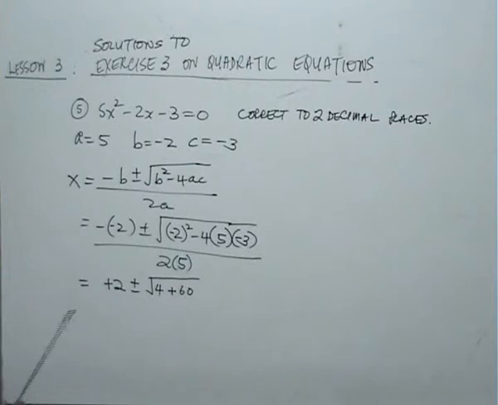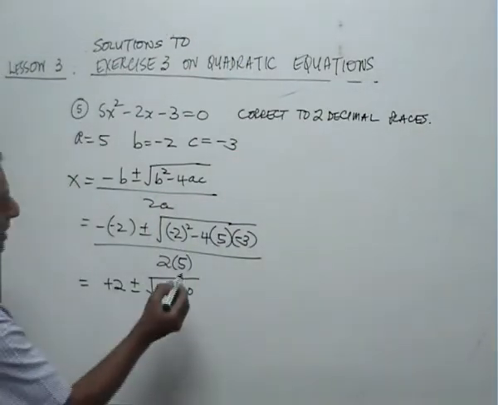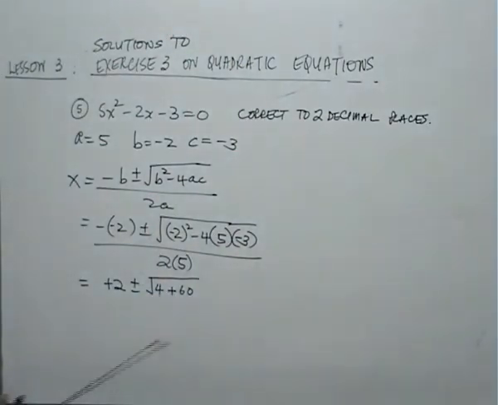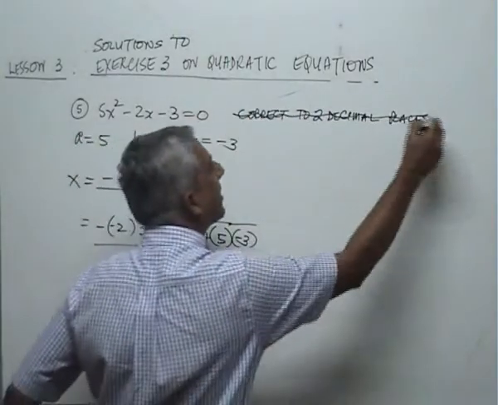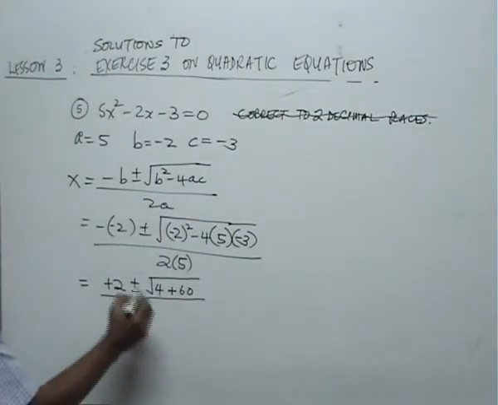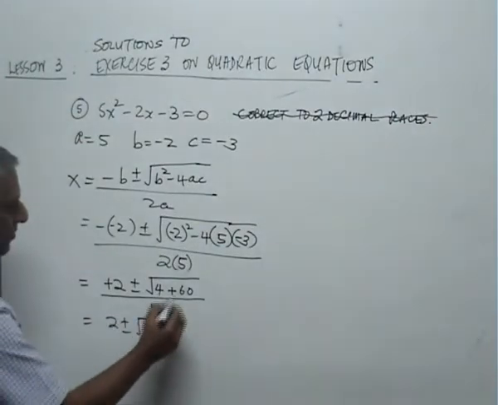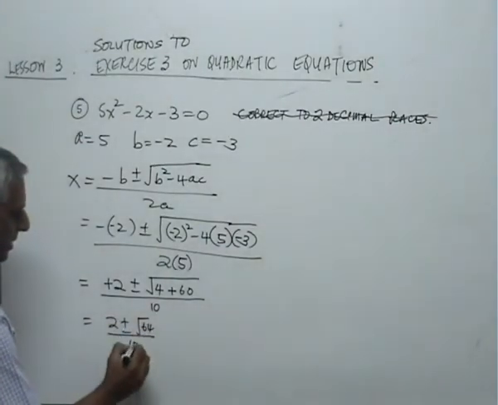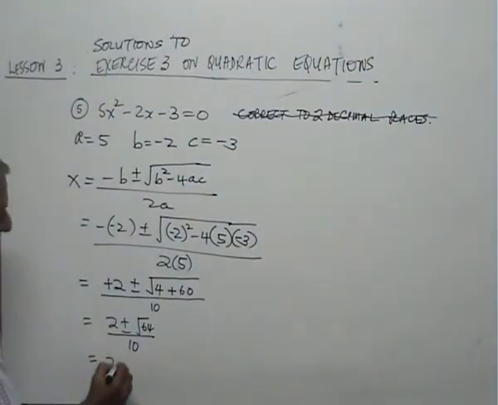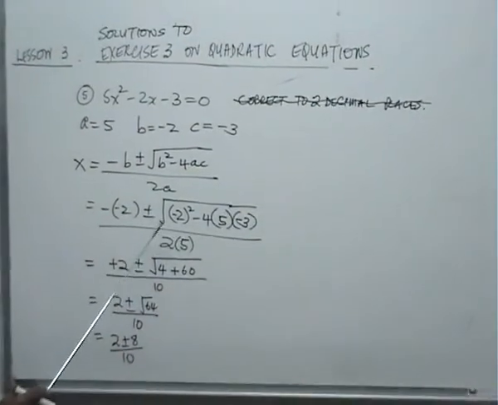Oh, this works out perfectly. No need for correcting to two decimal places, because this is going to factorize. Yeah, it factorizes. So there's no need to work this out to two decimal places. All over 2 times 5 is 10. So it's 2 plus minus the square root of 64 all over 10, which is equal to 2 plus minus 8 all over 10. Now, let's just check this carefully.